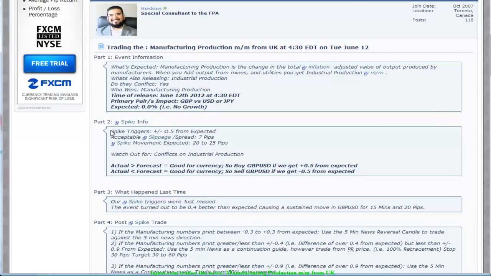To cut the long story short, I was actually looking for a trigger of 0.5. That basically meant that if we have GBP/USD, and the manufacturing production is 0.5 more than expected, and the expectations were zero, so if we had them at 0.5, I would be looking to buy the GBP/USD, or if we had them at minus 0.5 or less, I'd be looking to sell the GBP/USD.